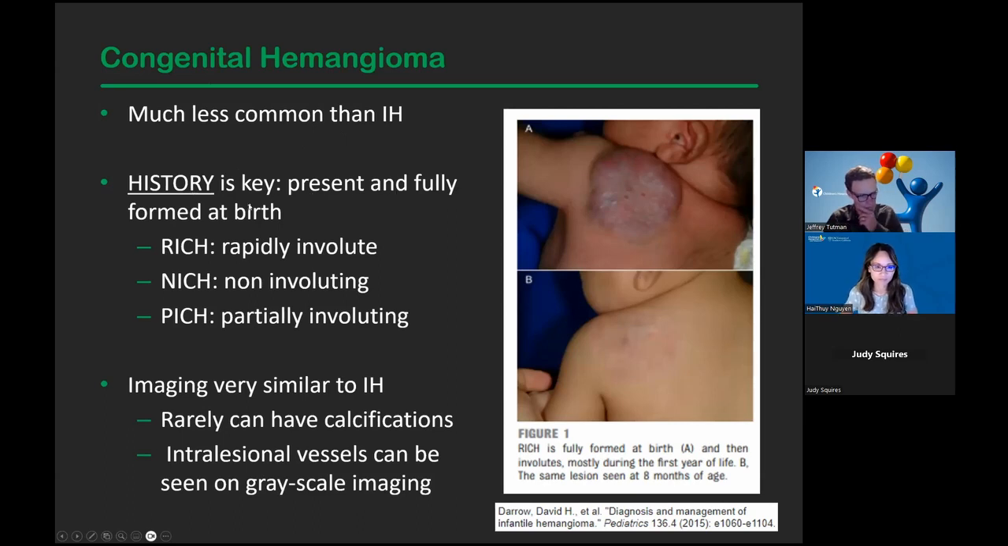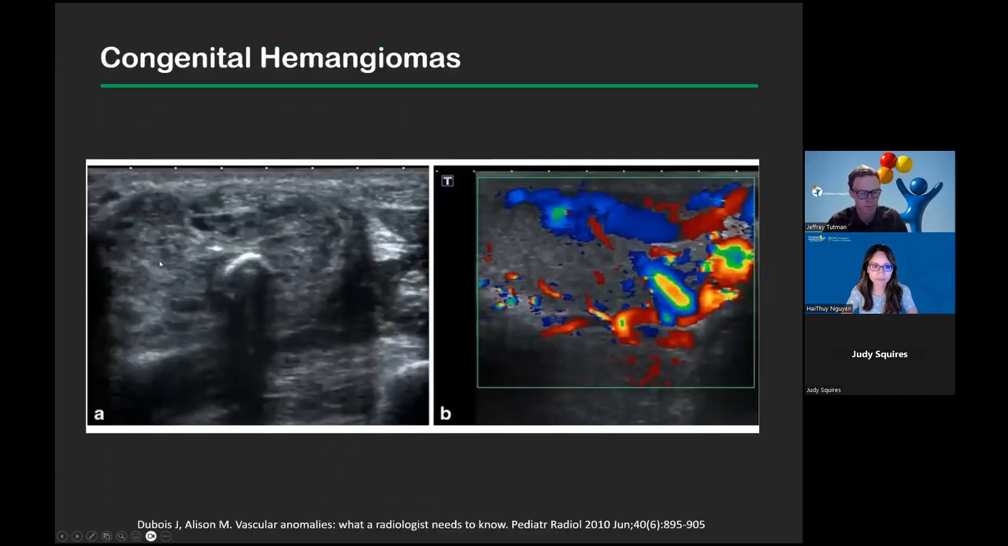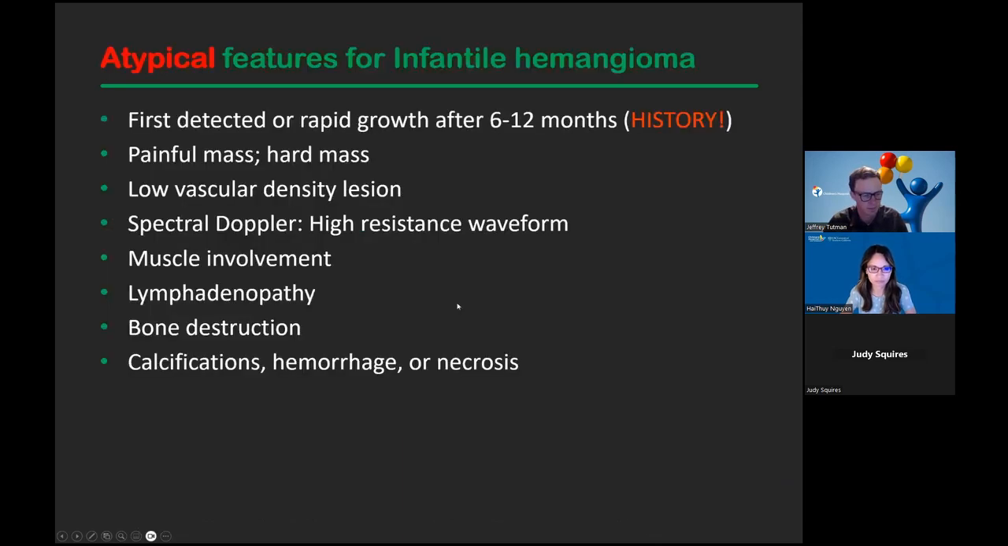They're supposed to be present and fully formed at birth, and then they can rapidly involute, and we usually don't worry about things that are going away. They can not involute, or they can partially involute. Overall, the imaging is very similar. Rarely they can have calcifications, and these are the ones that apparently can have intralesional vessels seen on grayscale. So here's one. You can see there's a calcification, and you can see these areas of vessels on the grayscale ultrasound that you wouldn't see in a regular infantile hemangioma.